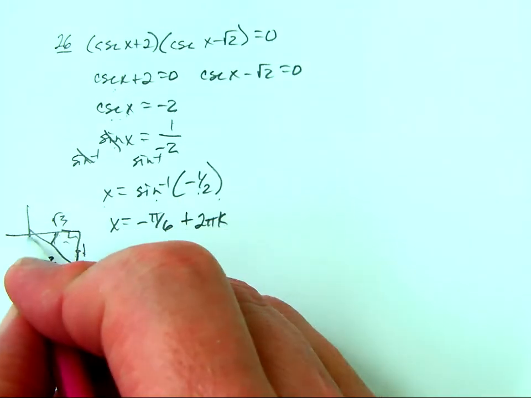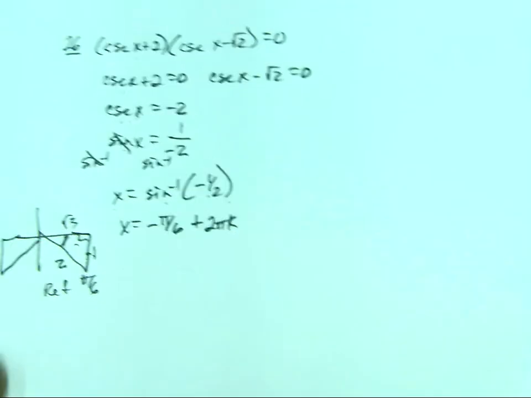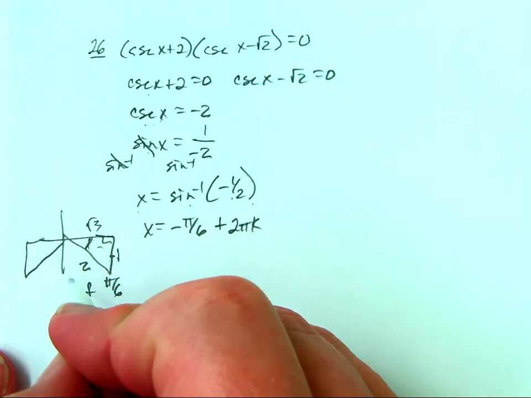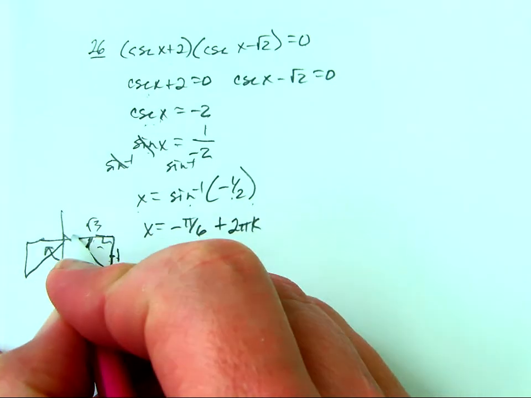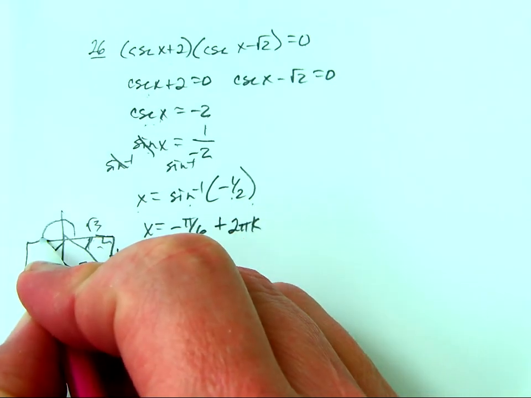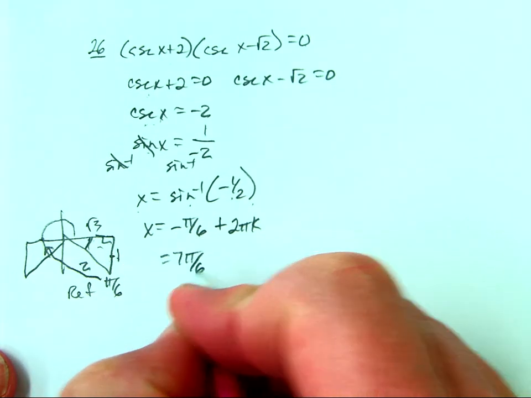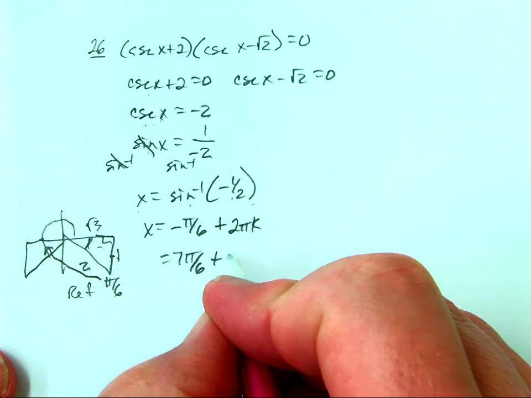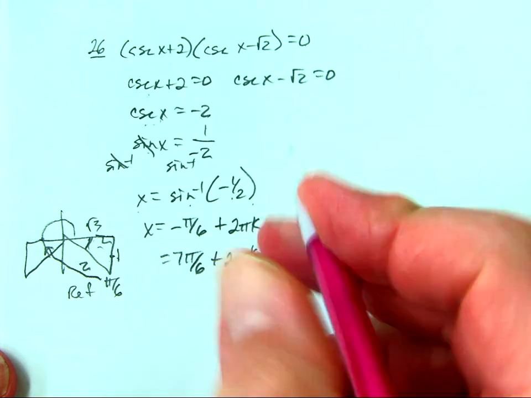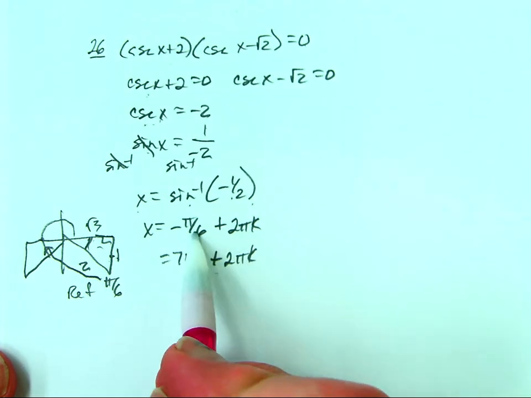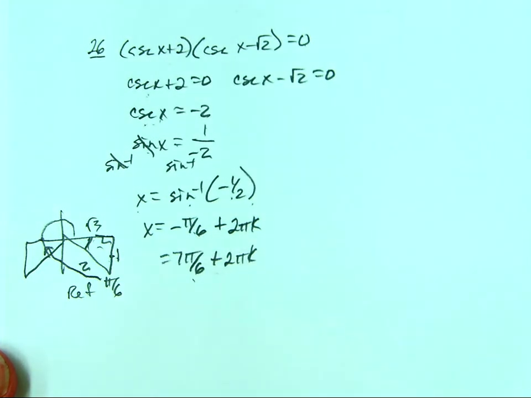Sine is also negative over here in the third quadrant. Well, if we put pi/6 over here, then this will be 1 pi, which is 6/6, plus another 1/6, that'll be 7/6. Remember, with sine, you find two quadrants. So here's our two quadrants, because sine is negative in the fourth quadrant and in the third quadrant. So that's where those two answers came from.